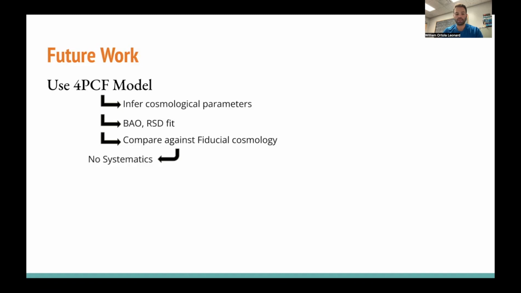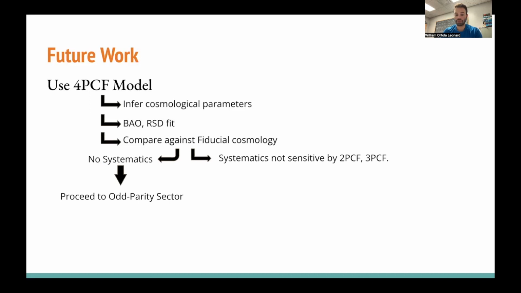Because if we don't find any discrepancies, then we can conclude no systematics are affecting our 4-point correlation function, neither in the even nor in the odd parity sectors. So we can move into the parity-odd analysis. However, if we find any discrepancies, this will imply there are residual systematics affecting the 2-point correlation function and 3-point correlation function, which are going to affect our 4-point correlation function analysis.